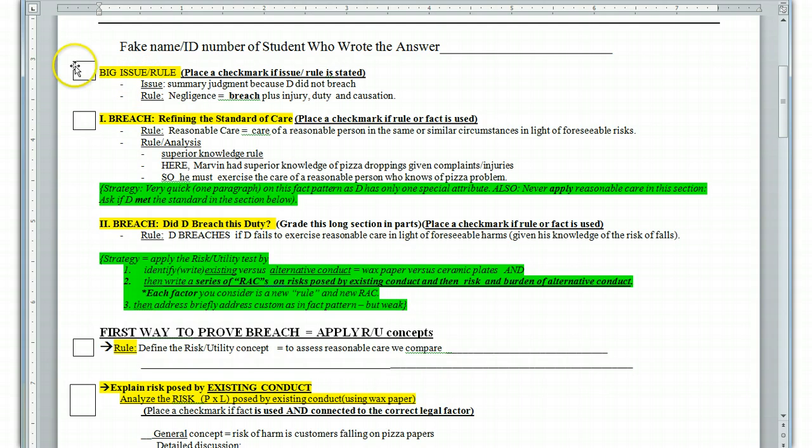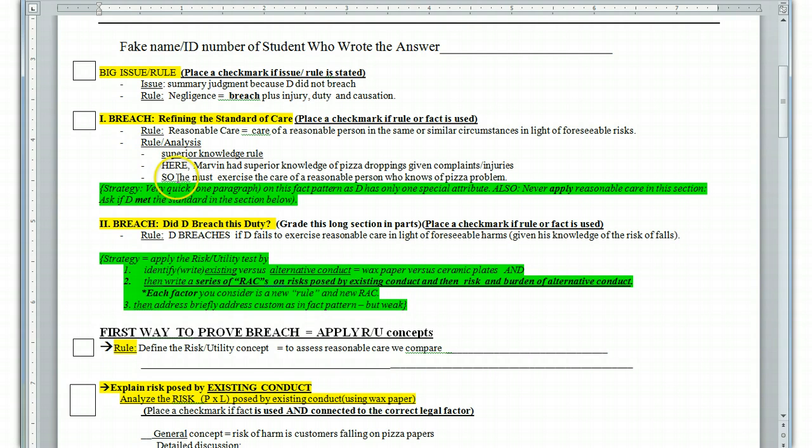Having identified the big issue, you would then start into the first of the two breach boxes, right? Refining the standard of care. Your rule statement should simply be that reasonable care is the care of a reasonable person in the same or similar circumstances, and your rule analysis would look for attributes of the defendant which would be moved over under the reasonable person rule. The only attribute you should note here is the superior knowledge rule, that we do take into account superior knowledge when asking if a defendant exercised reasonable care.